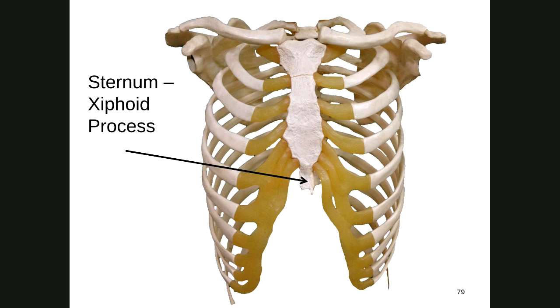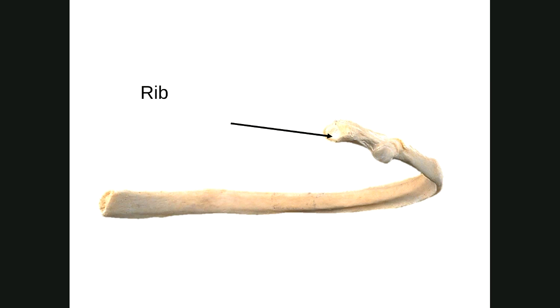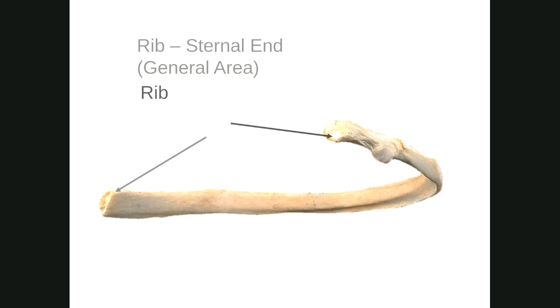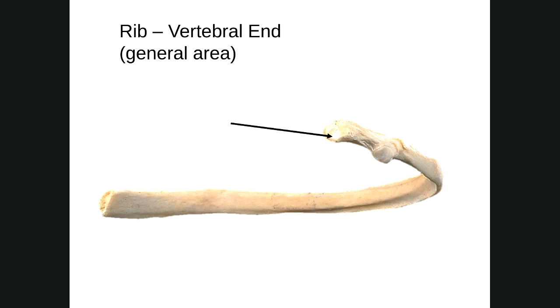And here it is, right there. Finally, the rib. Okay. So this flattened area, this end of the rib is the sternal end. That's going to be the part that's going to articulate with the costal cartilage, which will eventually attach onto the sternum, depending on what rib you are. Okay, the other end is the vertebral end.